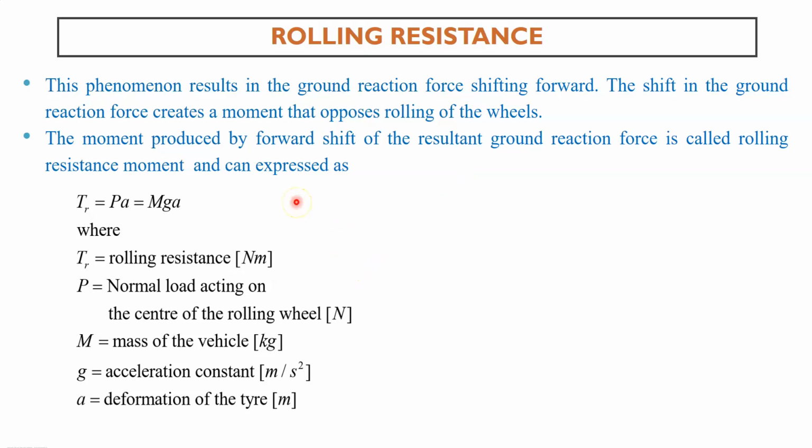The moment produced by the forward shift of the resultant ground reaction force is called the rolling resistance moment and can be represented as TR, where TR is equal to P into A. P is the normal load, P is equal to mg. TR is the rolling resistance moment, P is the normal load acting on the center of the rolling wheel, m is the mass of the vehicle, g is the acceleration constant, and A is the deformation of the tire.